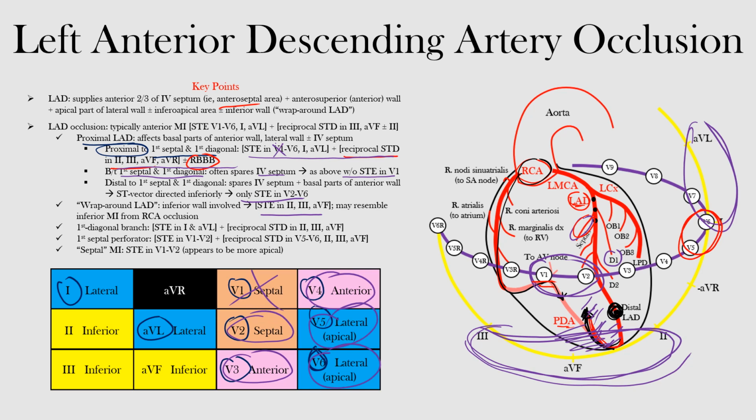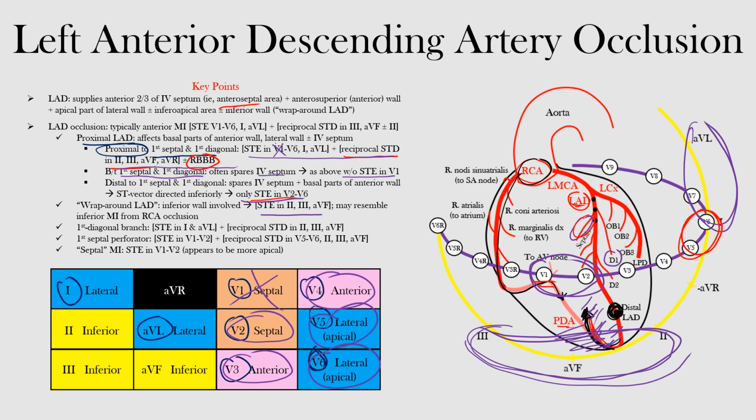Now, if it's distal to both the first septal and the first diagonal branches, it will again spare the interventricular septum and also spare the basal portions of the anterior wall. Remember when we talked about the basal, mid, and apical regions of the left ventricle. Go back and review that if you are not recalling that. So this one is sparing the basal portions of the anterior wall. In this case, the ST vector will be directed more inferiorly, so instead of seeing those reciprocal changes in the inferior leads, we're only going to see ST elevation in leads V2 through V6. Again, not in V1, because we have that first septal perforator supplying the interventricular septum.